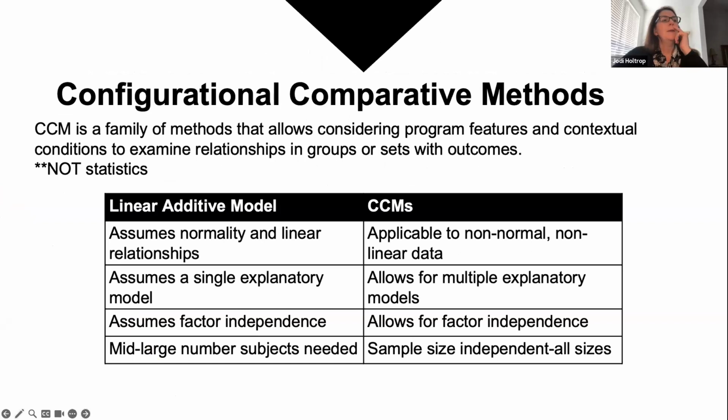All right, I'm going to give you two examples of mixed methods that involve data transformation. One is configural comparative methods. You may or may not have heard of this, but it's really, really useful for implementation and dissemination research. So CCMs are a family of methods that allow considering program features and contextual conditions together to examine relationships in groups or sets with outcomes.